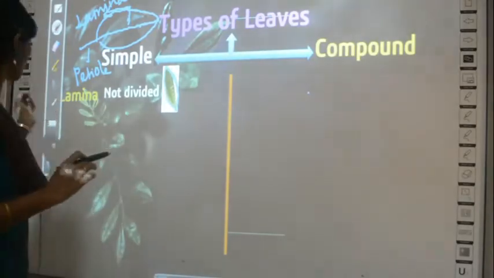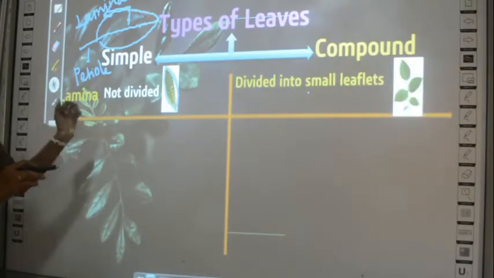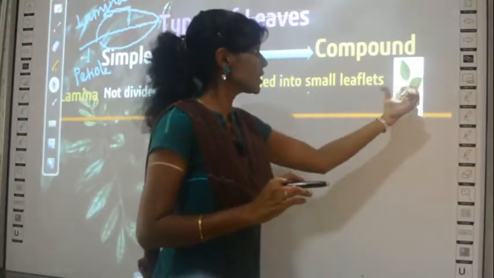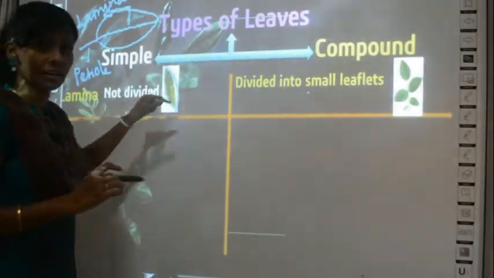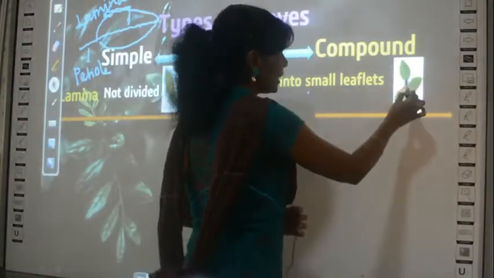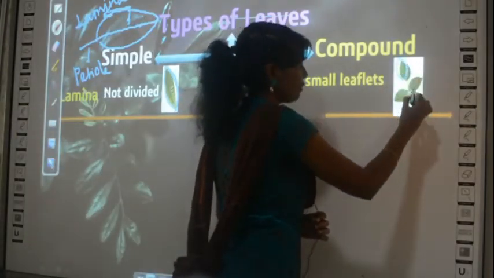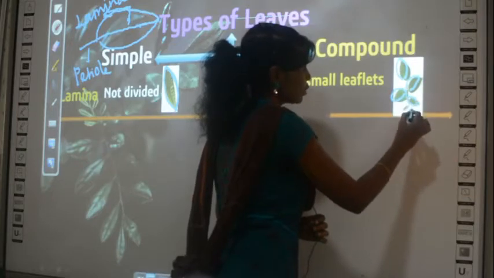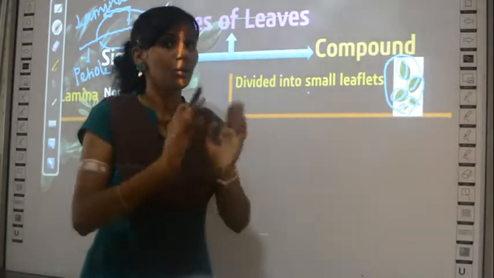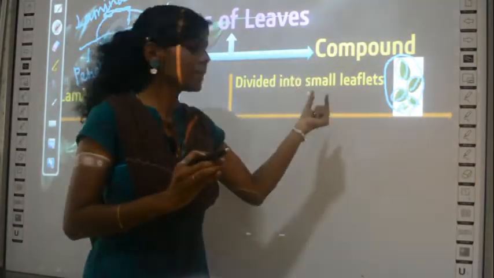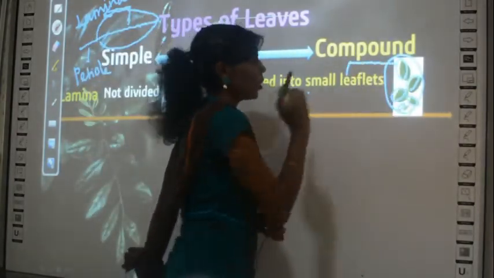What about compound leaves? How is it going to be in compound leaves? Let's see. How is the lamina? In compound leaves, the lamina is divided into small leaflets. See, this one leaf blade is split into many leaflets. You call these small leaves leaflets, because the leaf blade is supposed to be like this, but instead of being a single wide surface, it is cut. It is divided into small leaflets. So this is the leaflet, this is the small leaflet.